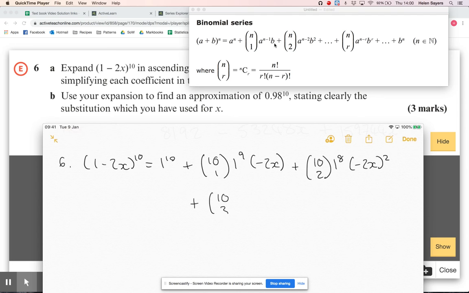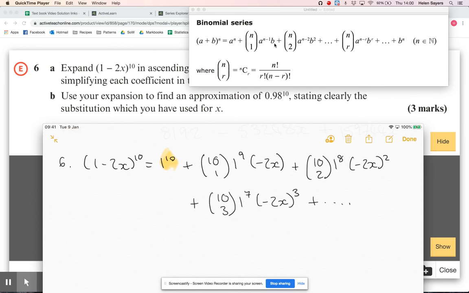So that's going to be 10 choose 3. The power of 1 is going to reduce by 1, and the power of x is going to increase by 1. And that's as far as they wanted me to go. So now we've just got to tidy each of those up. So let's highlight them as we go.